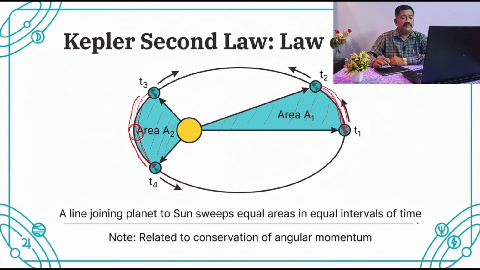See, the point is given here. The planet to the sun sweeps equal areas in equal intervals of time. In equal intervals of time, they sweep the equal area. But for making this, it has to travel with different velocities. So when the planet is at the farthest place, it is moving slowly. When it is at the nearest place, it is moving somewhat faster. That is the point that we have to keep in mind for this second law.